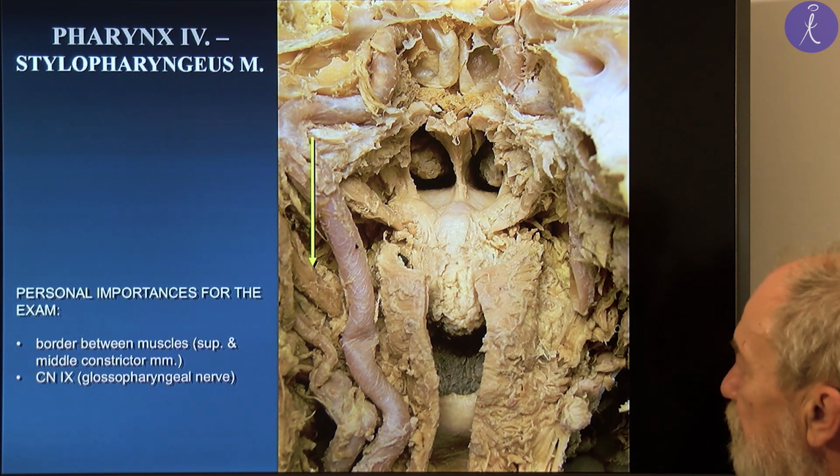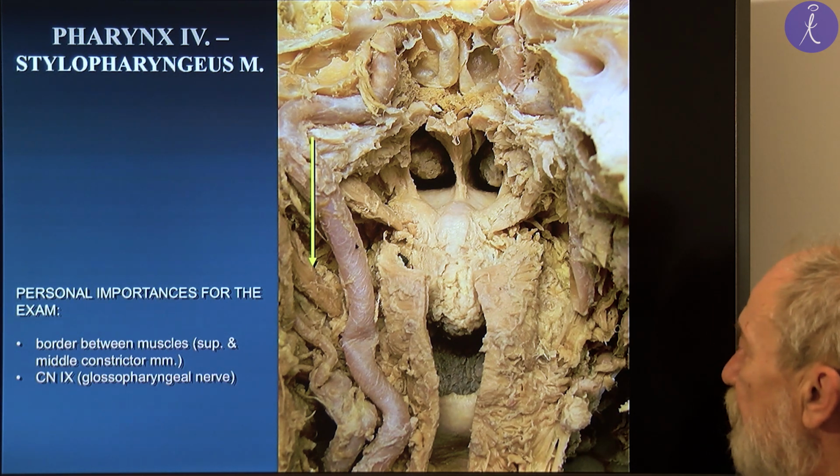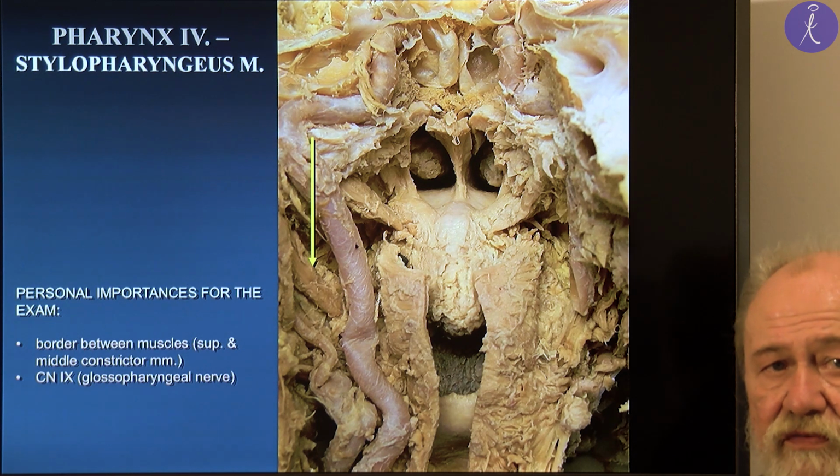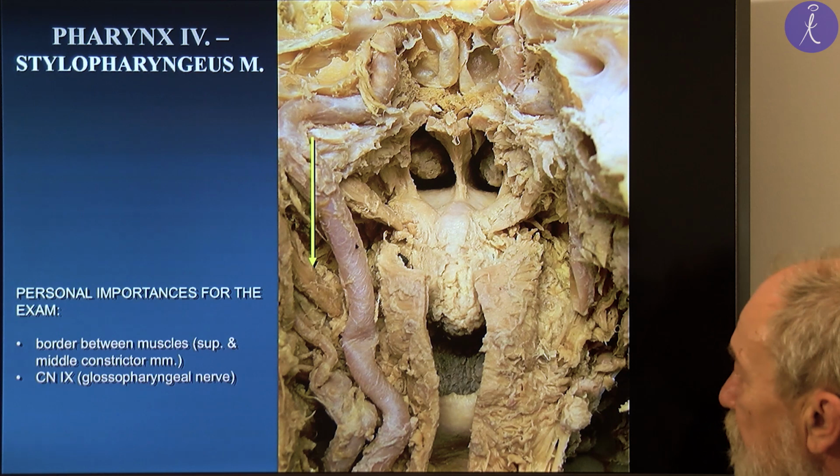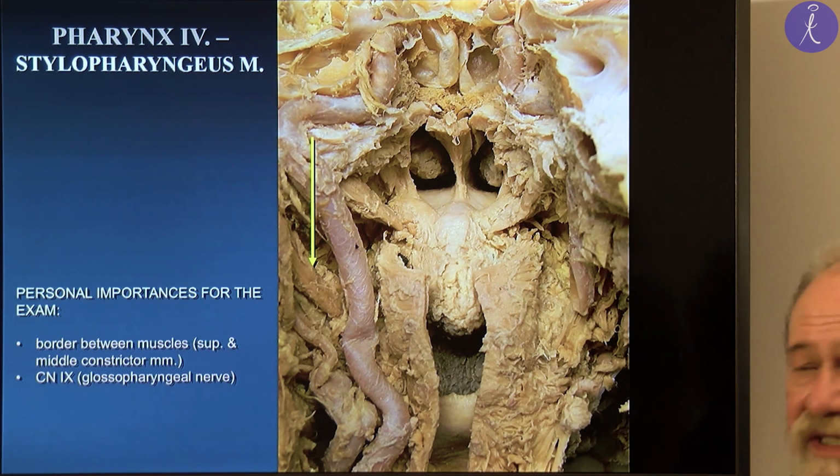The other thing is that this is the only place where the glossopharyngeal nerve could be found, because it descends on the backside of the stylopharyngeus muscle, embedded in the epimysium of the muscle.